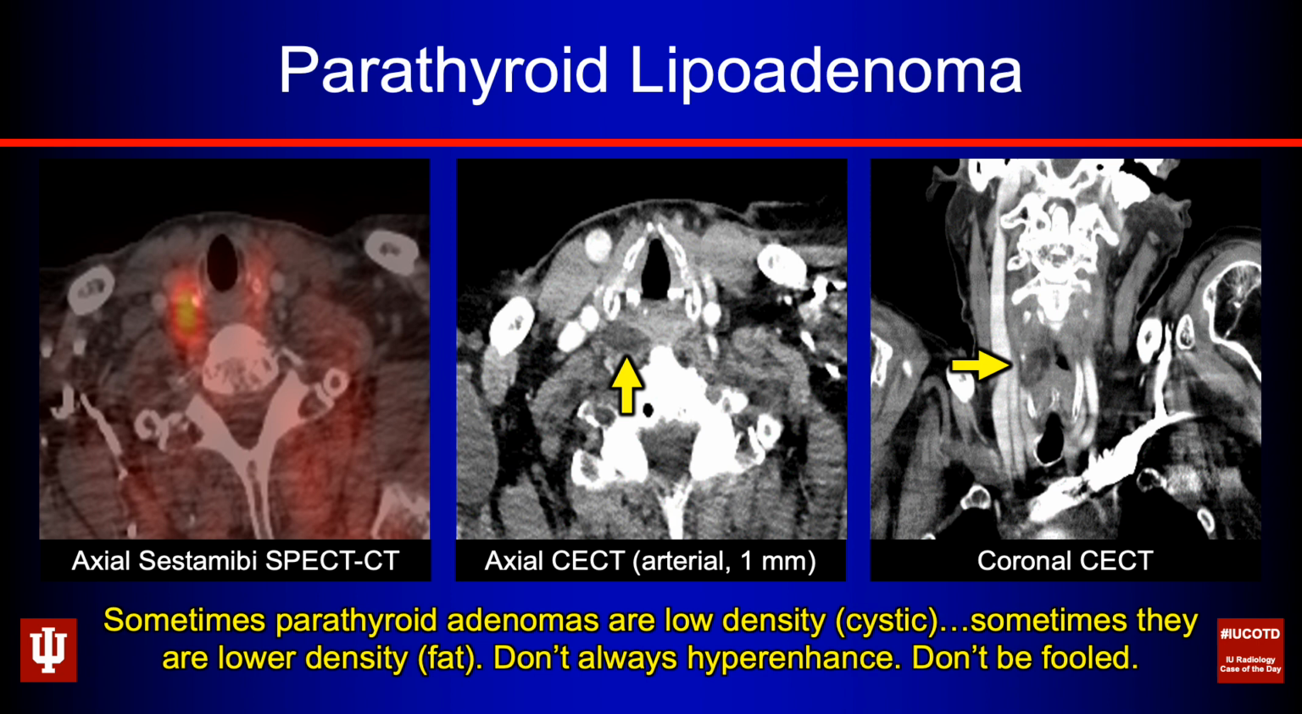So sometimes these parathyroid adenomas are low density and cystic. Sometimes they're even lower density and fatty. They don't always hyper-enhance, so don't be fooled, okay? They can have a variable imaging appearance. If you really dogmatically follow the rules of, it has to rapidly enhance in the arterial phase and then wash out during the venous phase, you're going to miss some of these, okay? You're probably going to miss a significant number of them. But whenever they have that history of an elevated parathormone and elevated free calcium levels, you really need to be looking exhaustively until you find one.